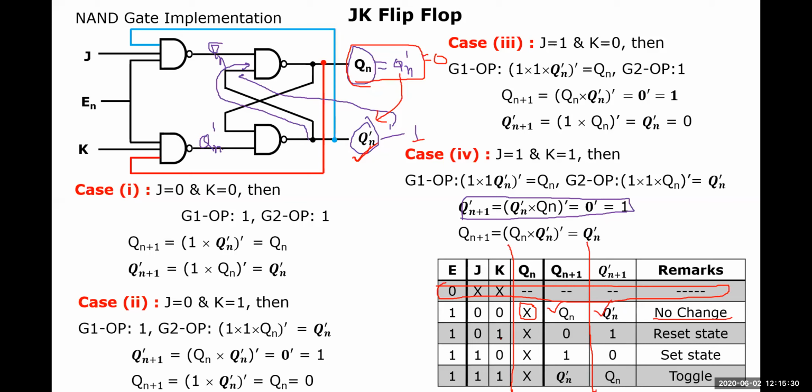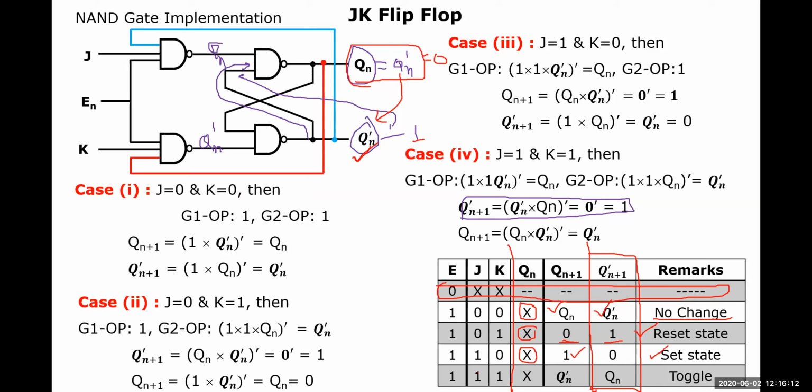And J equal to 0, K equal to 1: irrespective of the previous output, whatever Qn value it may be, it is set to 0 and Qn plus 1 complement will be 1. We are not supposed to consider this particular case; we have to consider only Qn plus 1, the next state, which will be 0. Irrespective of the value, it must be changed to 0. That is why it is called the reset state. And when J equal to 1 and K equal to 0, irrespective of the previous output, it has been set to 1. That is why it is called the set state.